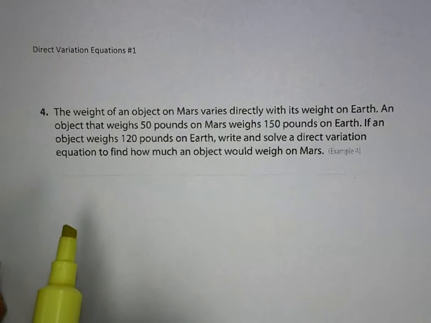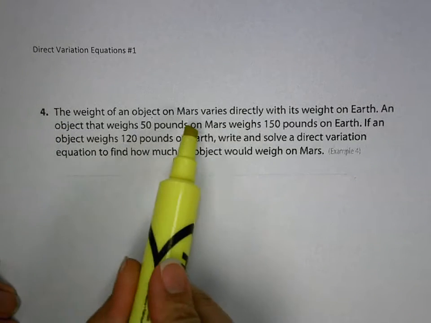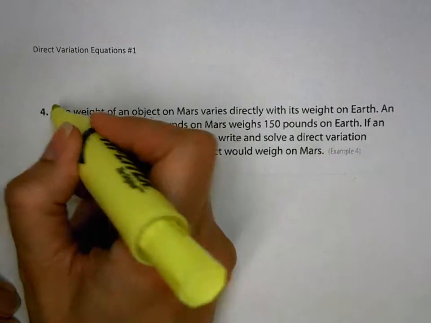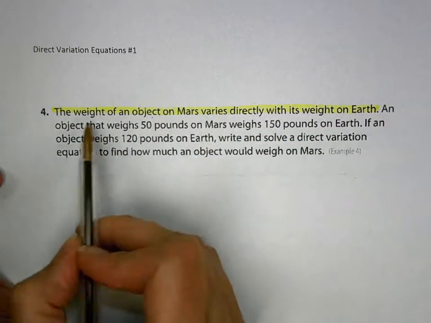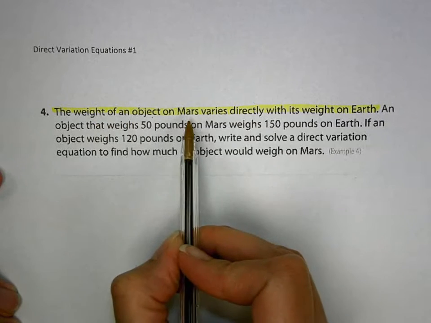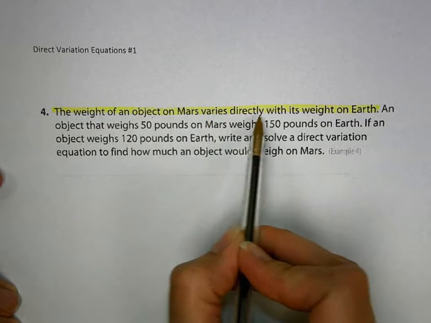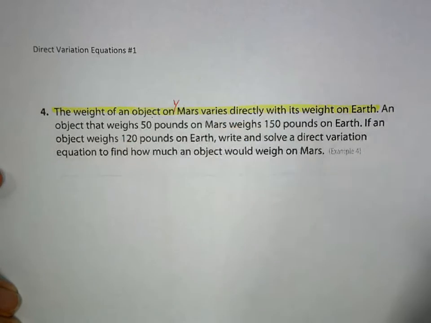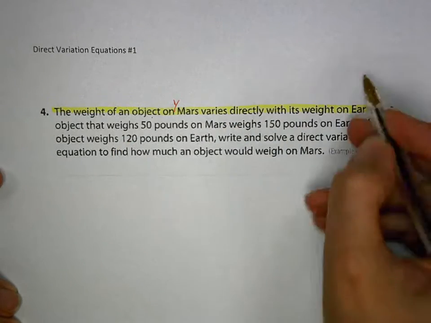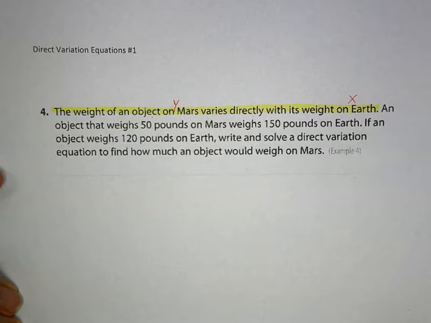The first sentence in this word problem is, the weight of an object on Mars varies directly with its weight on Earth. So I'm going to highlight that sentence. And notice that the first thing that comes in the sentence before the words varies directly is the weight of an object on Mars. So that's going to be your y variable. And then the weight on Earth is going to be your x variable.